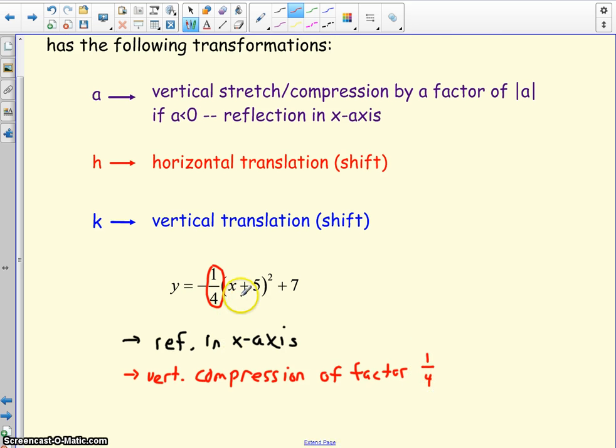Okay, so we saw when we had the 5 here that made it move left 5. And that plus 7 here outside made it go up 7. So these are the transformations that have happened to go from y equals x squared to the graph that we just finished drawing.